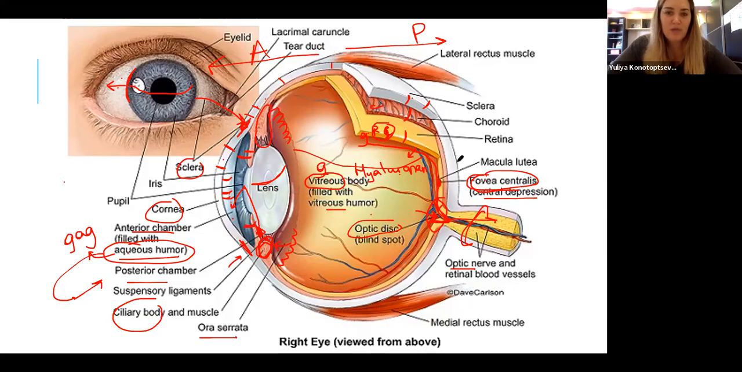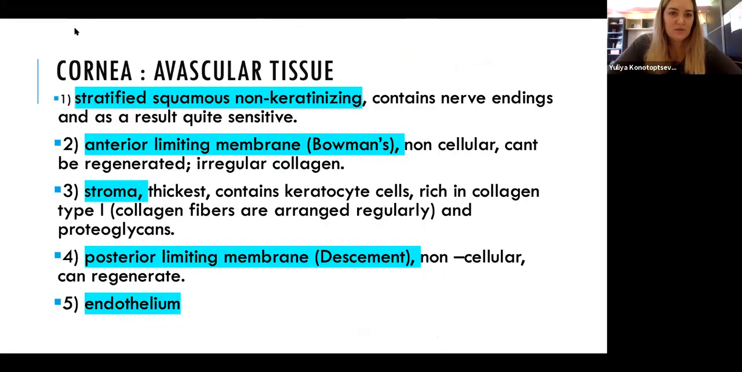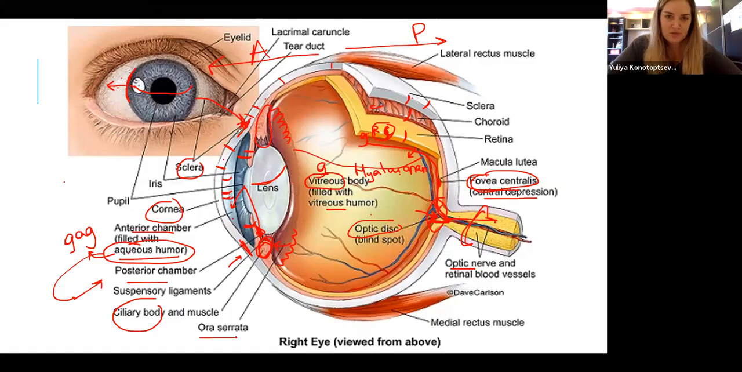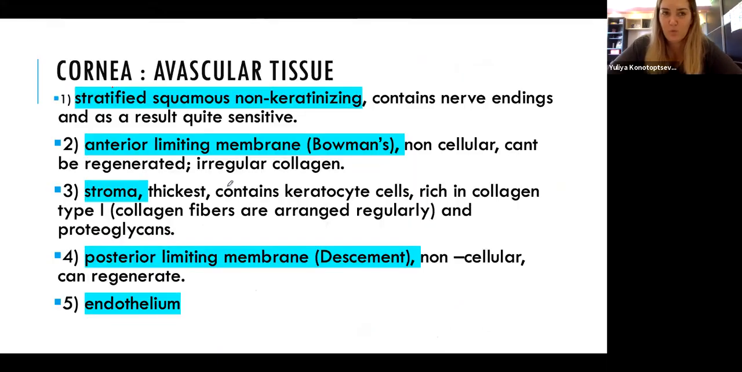So that's the general anatomy of the eye. Now let's take a look at a little bit more detail in each part. We start with the cornea. The cornea is, as you remember, this area right here. It's the part which is covering your iris. Behind the cornea, we have the anterior chamber filled with aqueous humor.